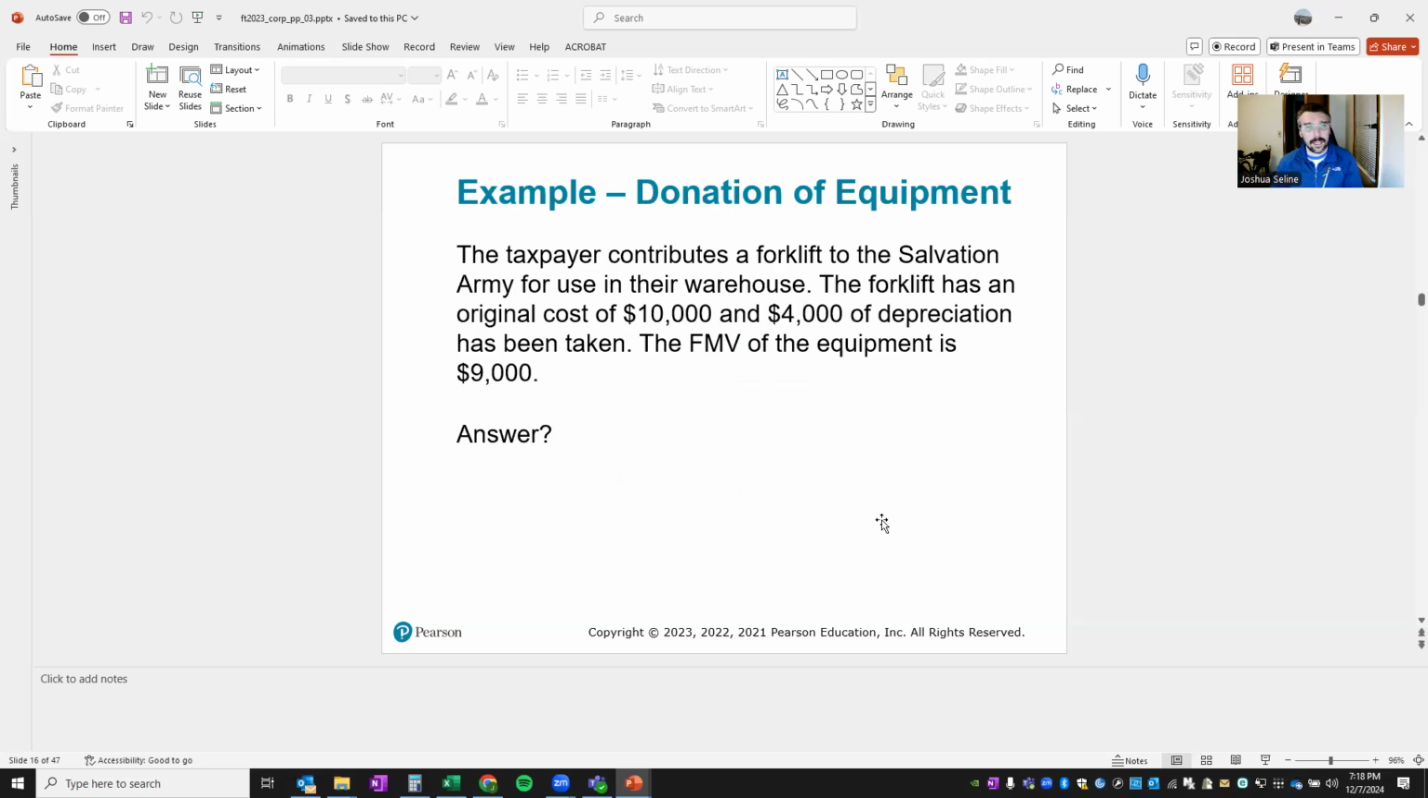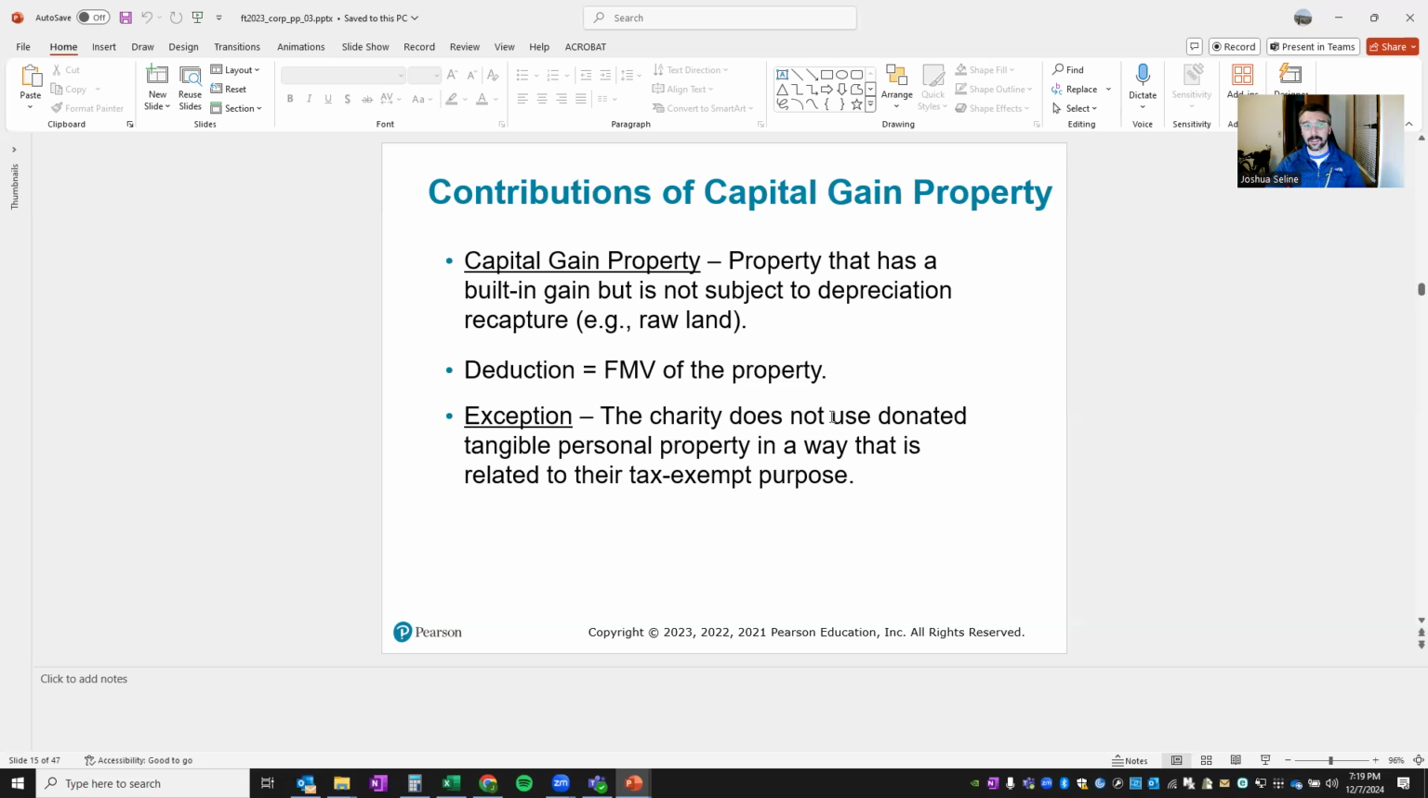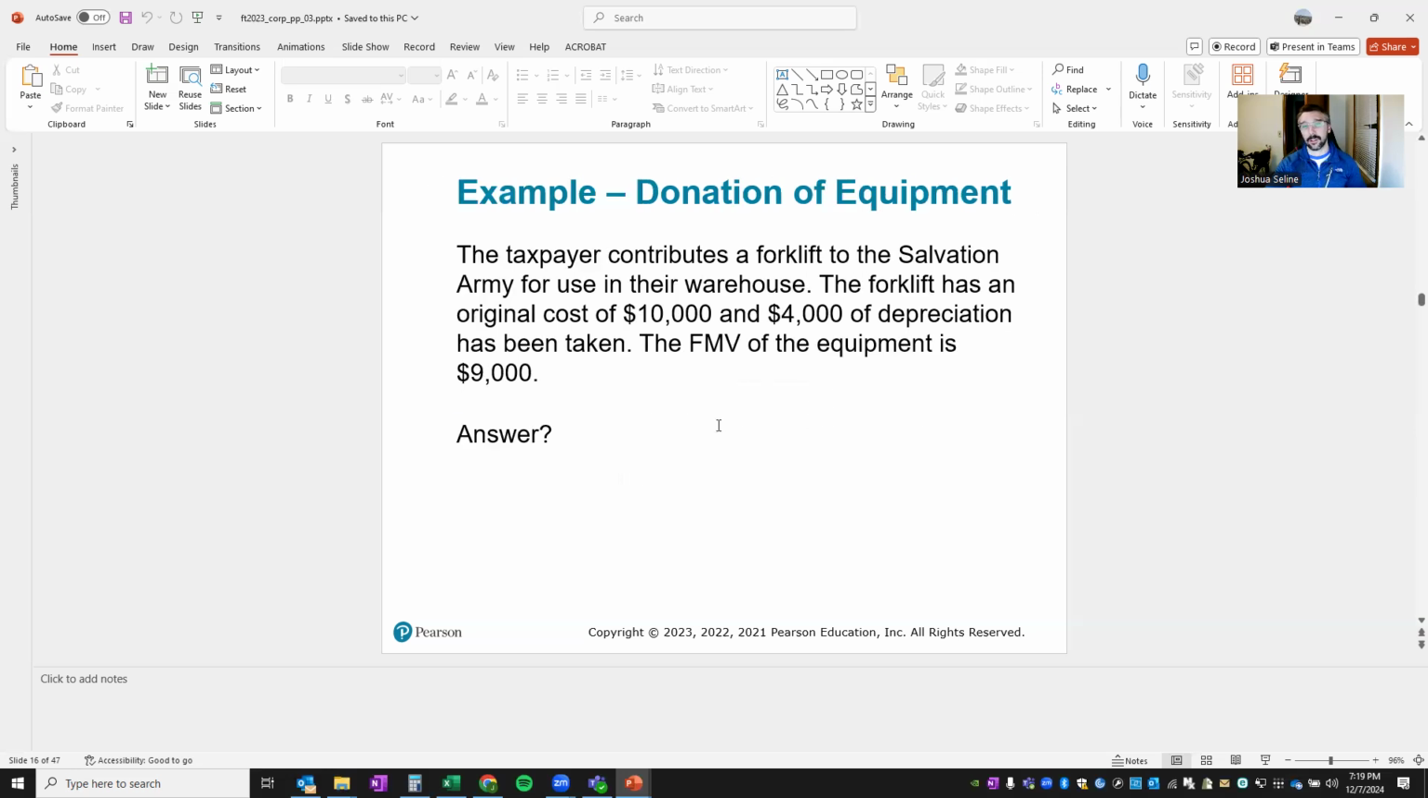So here we've got an example. Taxpayer contributes a forklift to the Salvation Army for use in their warehouse. The forklift has an original cost of 10,000 and 4,000 depreciation has been taken. The fair market value of the equipment is 9,000. So if we look at this, it's got a built-in gain. The deduction would be the fair market value of the equipment, so 9,000.